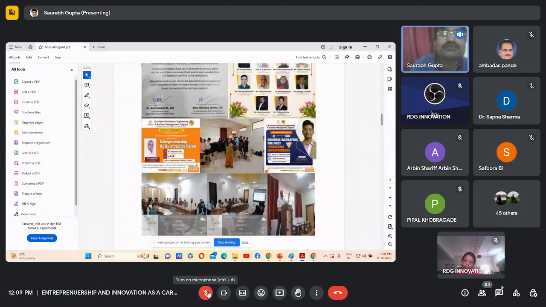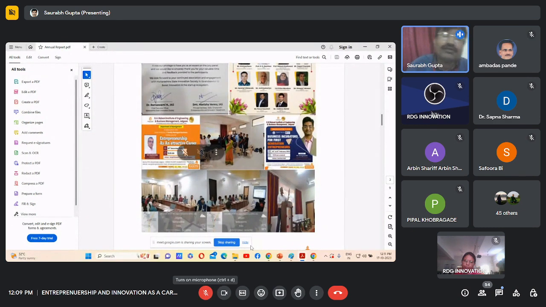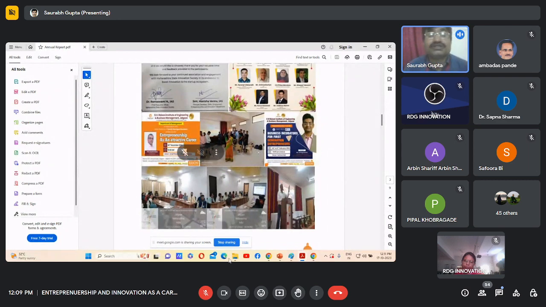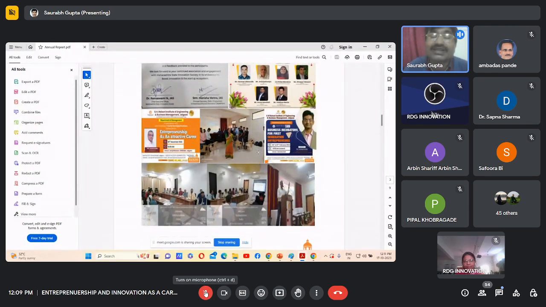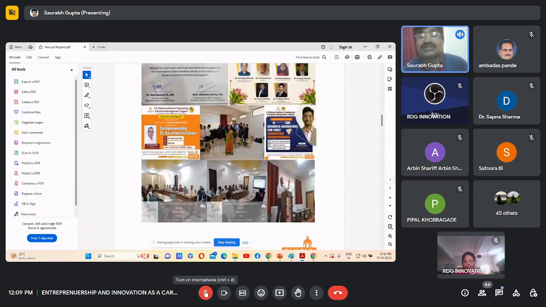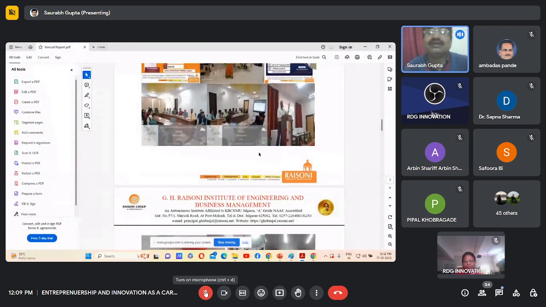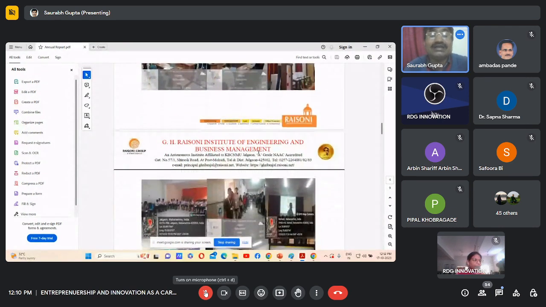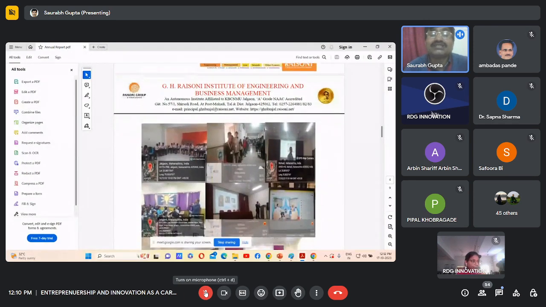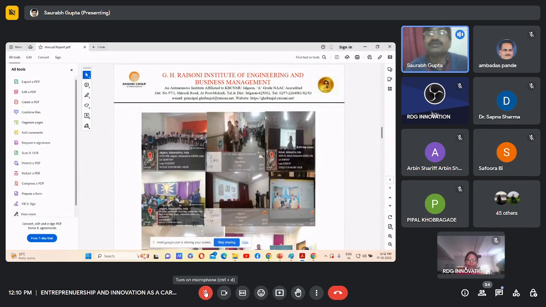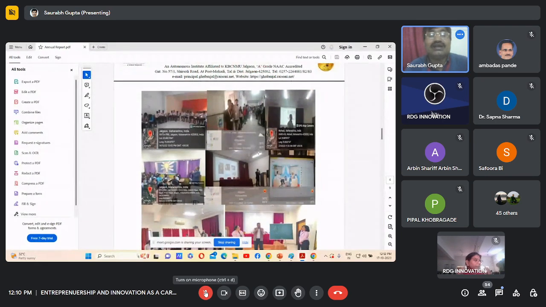Then we invited Dr. from SPGN Institute of Management, Mumbai, and we also invited the Dabbawalas, because this is a very good chain in Mumbai to supply lunch to various offices. We invited them so that they could explain how they run their business so smoothly. And we conduct various competitions for students like poster competitions, group discussions, and innovative idea competitions.